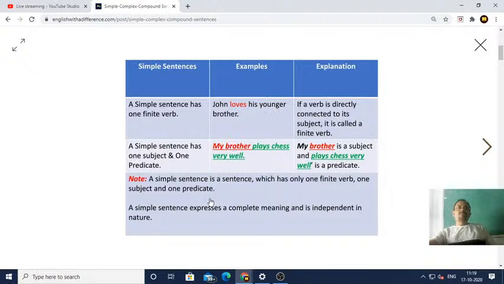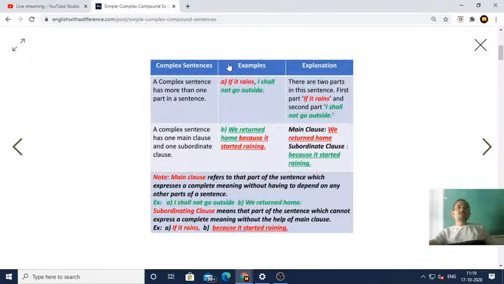Now let's move on to the examples of complex sentences. First of all, let us know what a complex sentence is. Dear students, always remember that a complex sentence is a sentence which has more than one part, like two parts. For example, you see here: if it rains I shall not go out.